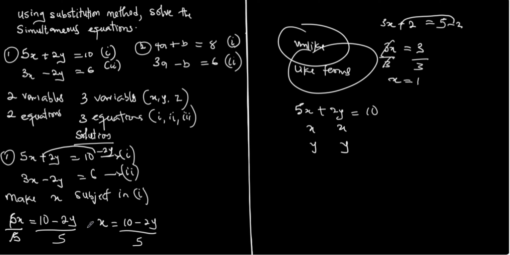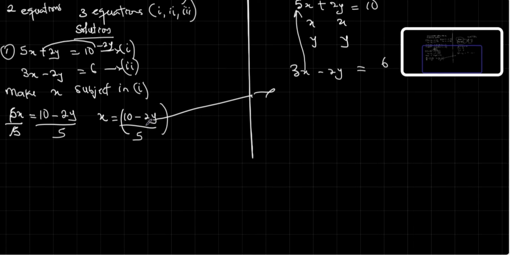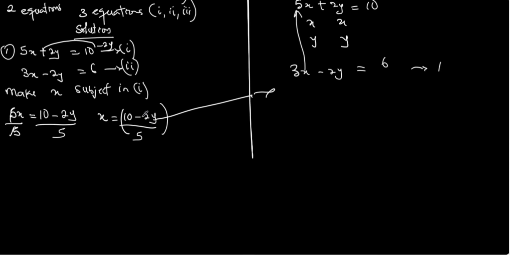Now, we make x subject of formula in equation 1. Where the substitution method comes in is that instead of having 3x minus 2y equals 6 in equation 2, I now substitute this value, which is 10 minus 2y over 5, which is the same as x. So I bring x out, and then I bring this in. So that means instead of having x now, I'll have 10 minus 2y over 5. So that's the equation 2 now.